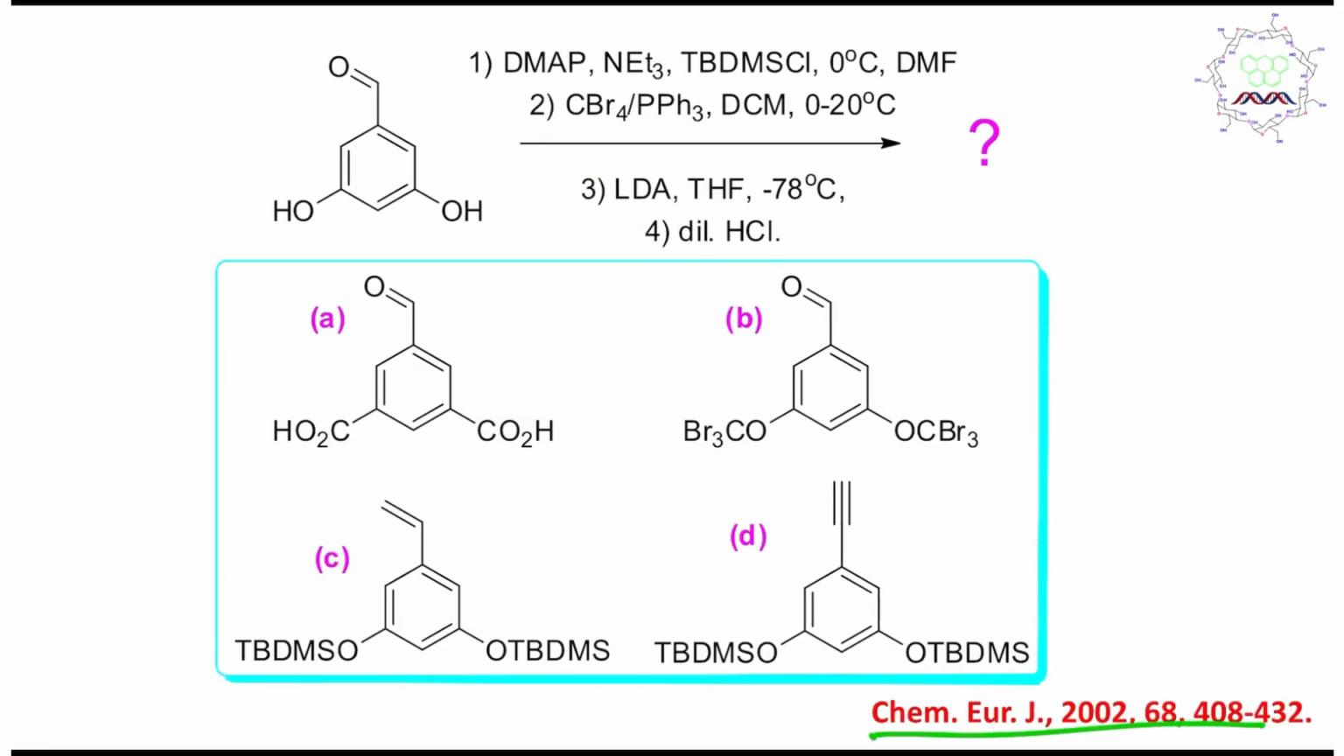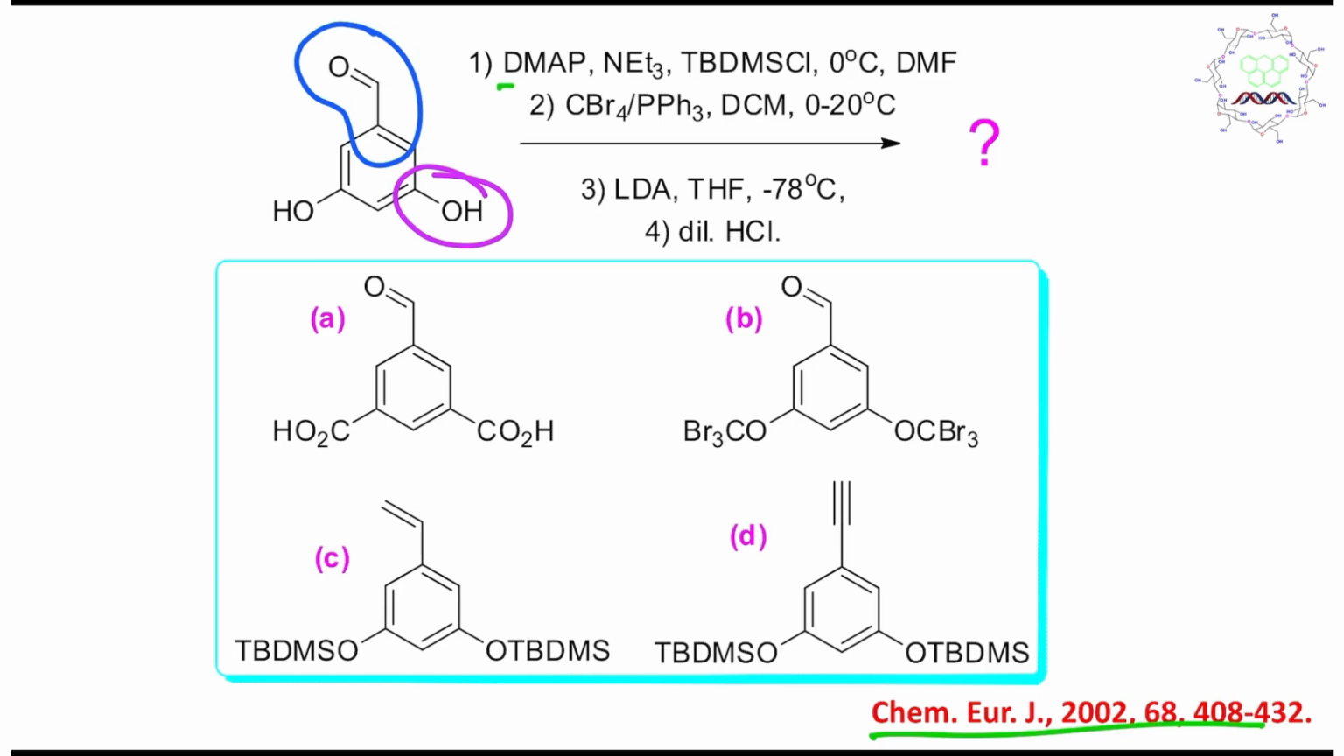So if you look stepwise, this molecule has one aldehyde, and if you look, there are 2 hydroxyl groups. So mainly from the functional groups point of view, there are 2 types of functional groups: carbonyl, meaning aldehyde, and hydroxyl. What is the first step?